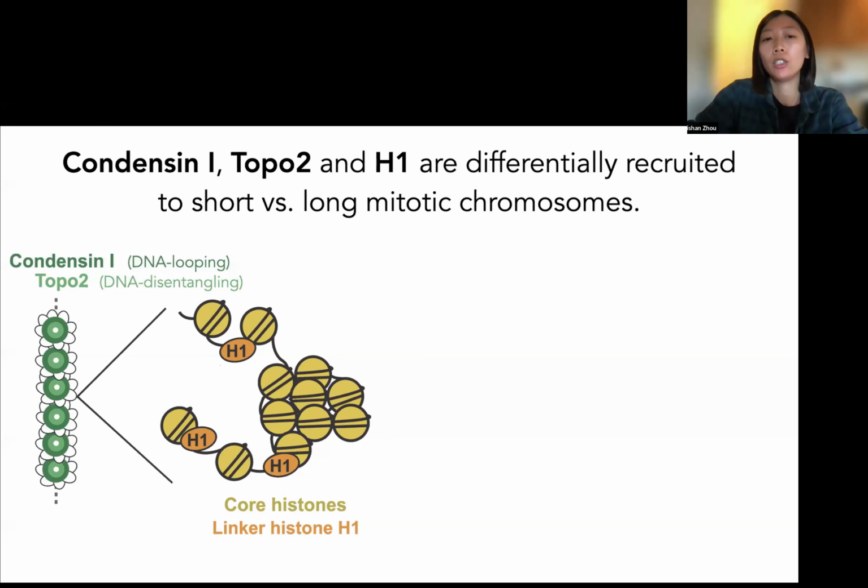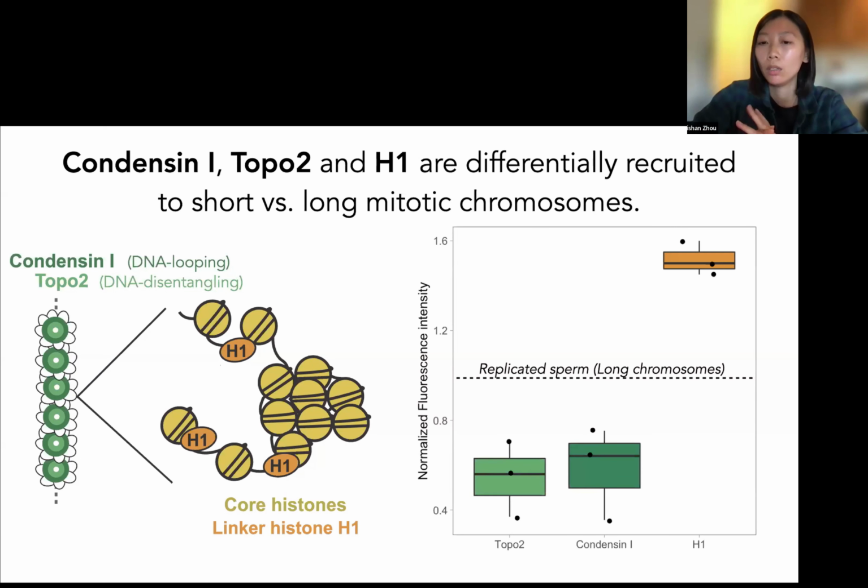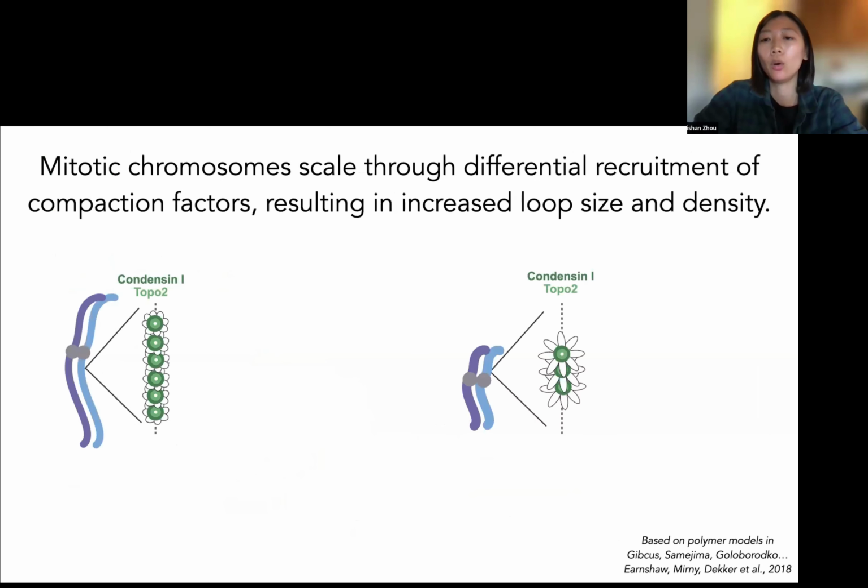So I went ahead and measured the abundances of these three factors on the short embryo chromosomes versus the long sperm chromosomes. And I found that these short chromosomes actually have less condensin 1, less topo 2, but more histone H1. And I'm actually going to go ahead and skip the Hi-C data since it's a short talk and go straight to the model.